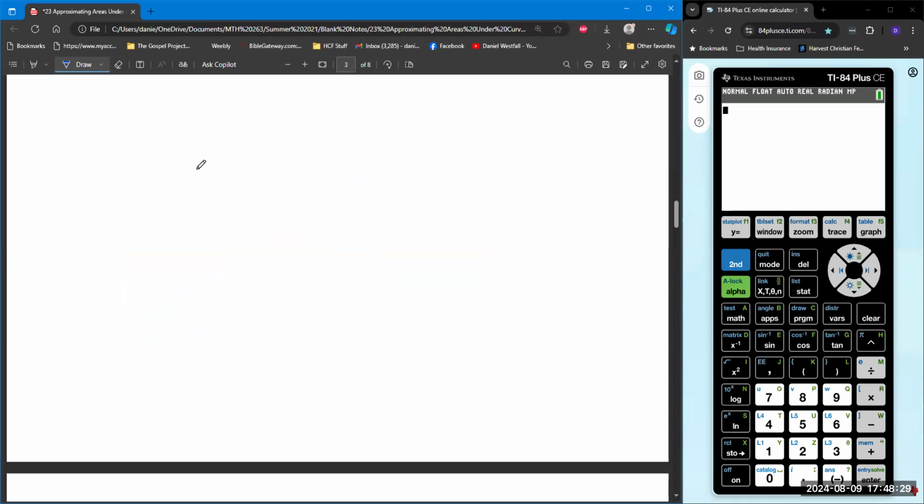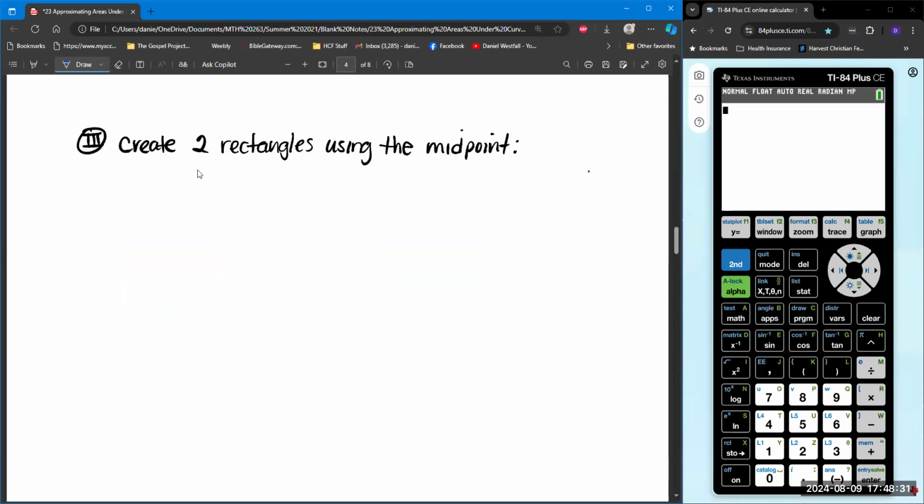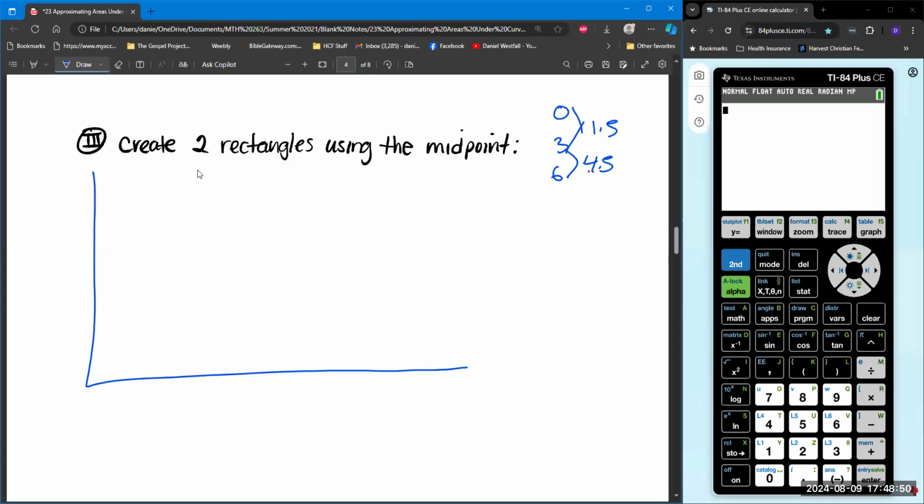So let's try again one more time using the midpoints. If I know that I have 0, then 3, then 6, the midpoint here is 1.5 and the midpoint here is 4.5. So let's draw that. We have 3, and 1.5 is going to represent that. We have 6, and 4.5 is going to be representative of that.